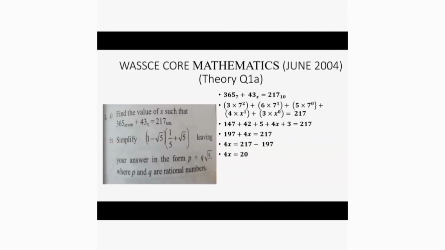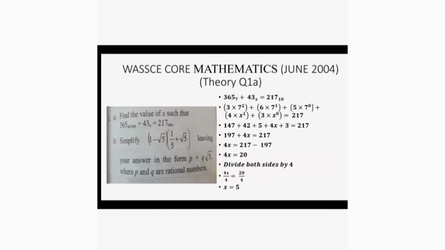How do we make x the subject? We make x the subject by dividing both sides by 4. When we divide both sides by 4, we have our x to be equal to 5. Hence, the base of 43 is 5.